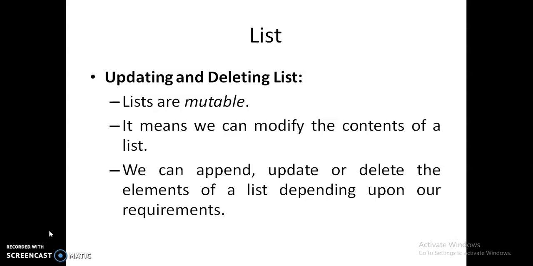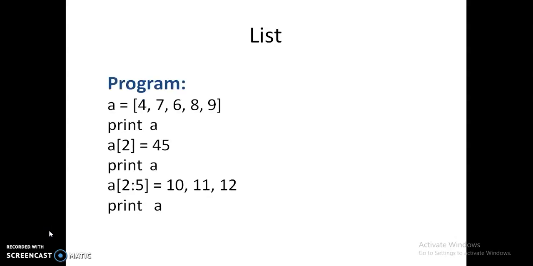Next. Say for example, there is a list A with the numbers 4, 7, 6, 8, 9. Print A shows all the elements. Say if I want to update the second indexed element, then A of 2 equals 45. The second indexed value is 6, so 6 is changed to 45.